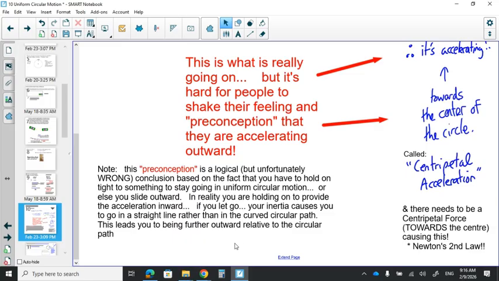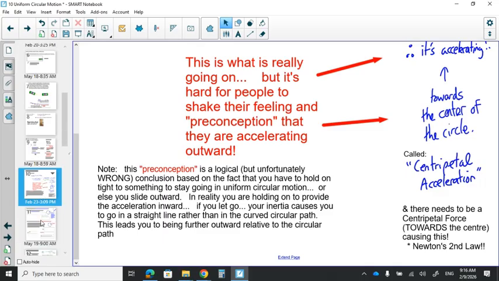So yeah, if you let go of a ride, there's a slide later on, but you let go, you just go in a straight path. You don't go outward. You go on that tangent velocity.